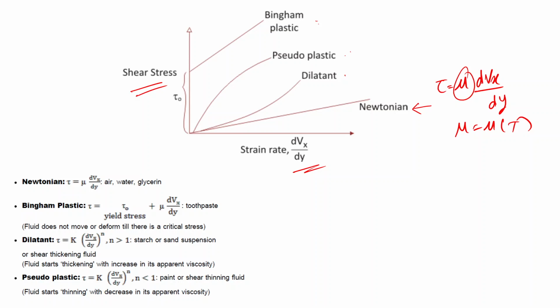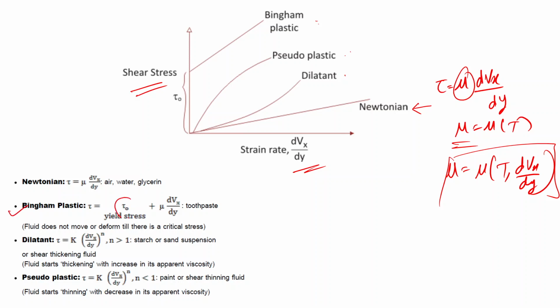Now there are different kinds of fluids where this viscosity will depend on the strain rate. That is, mu is a function of temperature as well as strain rate dvx by dy, and such fluids are known as non-Newtonian fluid. So over here, the first one is the Bingham fluid. In Bingham fluid, there is this minimum yield stress beyond which only the fluid will start to deform. That is, the fluid does not move or deform till this critical stress is applied. So once we have stress above tau naught, only then will the fluid start to deform.